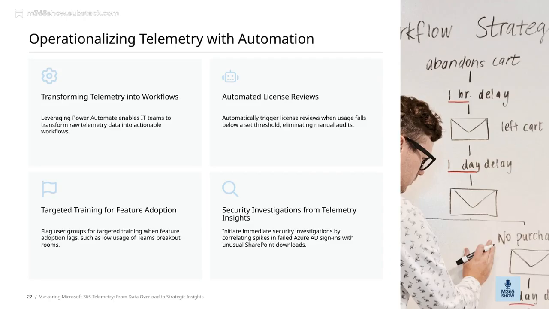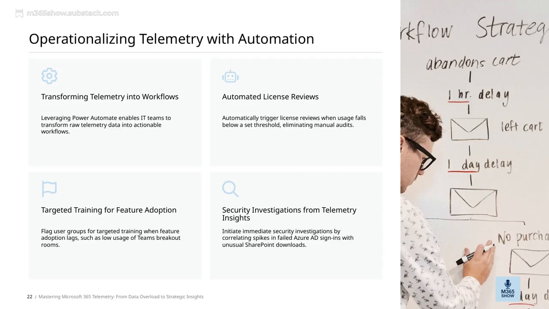Next, telemetry insights can help us identify areas where adoption is lagging. If we see low usage of features like Teams breakout rooms, we can flag those user groups for targeted training, encouraging broader engagement and better utilization.